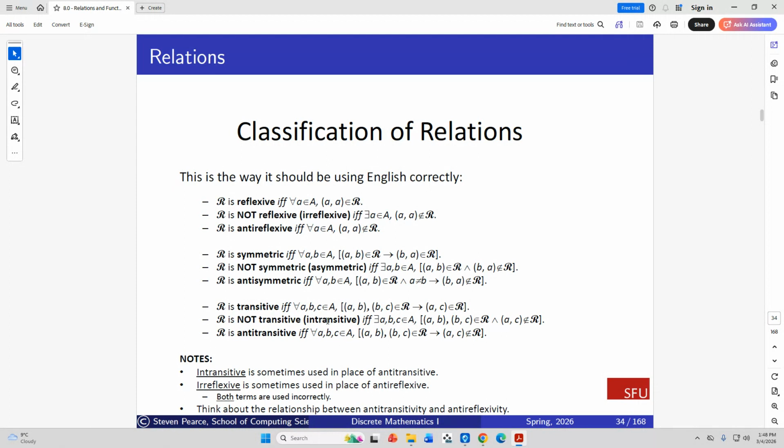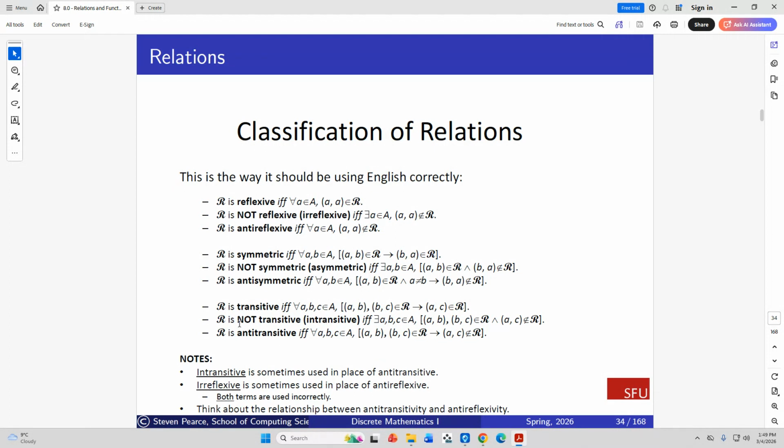Not transitive is called intransitive by some people. Not symmetric is called asymmetric. Not reflexive is called irreflexive. You've got to watch out for the wording that people use. Not reflexive and irreflexive are commonly used in place of each other in different textbooks. The notation I have is much more straightforward. Using asymmetric, I think, is dumb. Using intransitive, I think, is dumb as well.